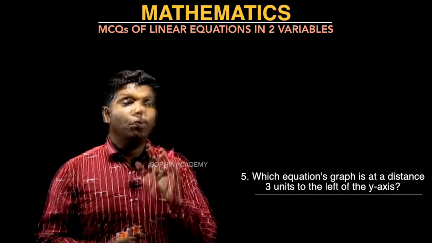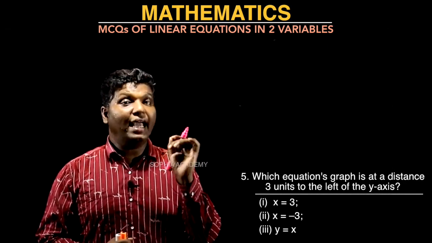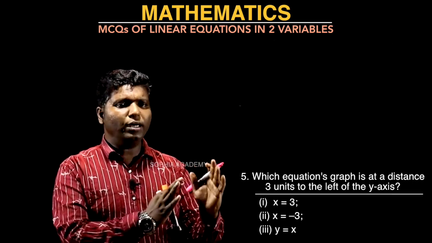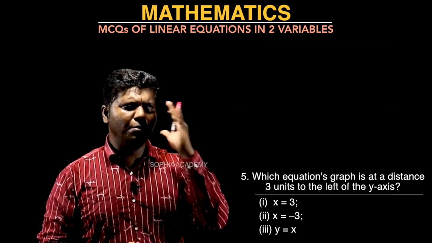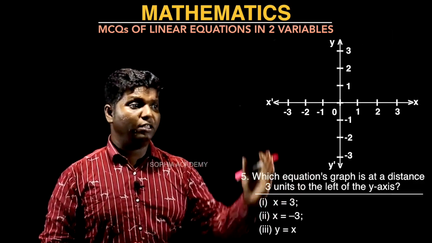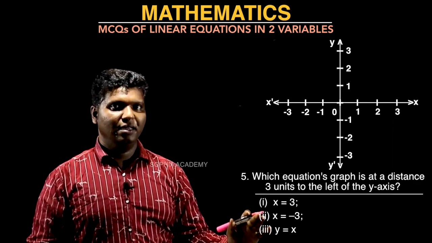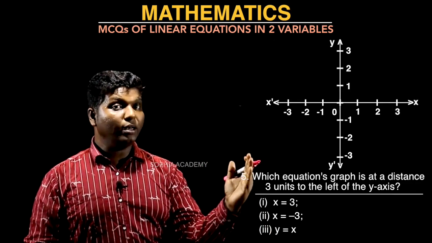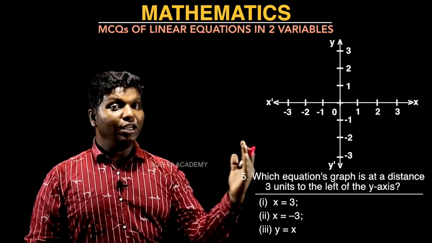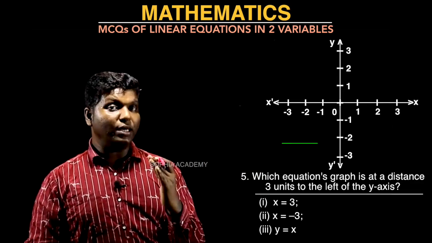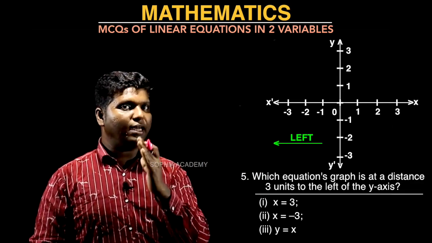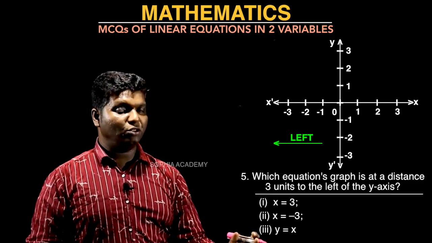Next question before you. Which equation's graph is at a distance of 3 units to the left of the y-axis? Just imagine the x-axis and y-axis in your mind. This is the y-axis and the x-axis. Remember it like that. And our question is, which one lies 3 units away, towards the left side of the y-axis? The y-axis will be coming straight like this.